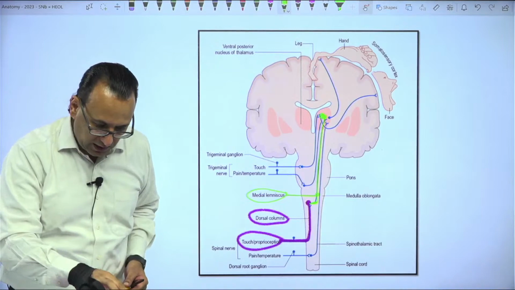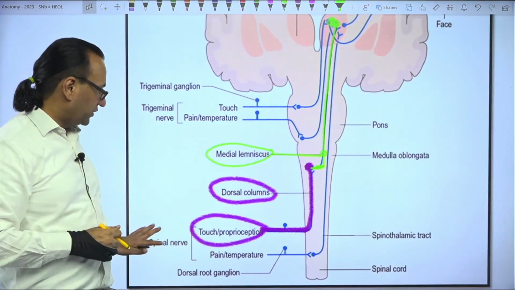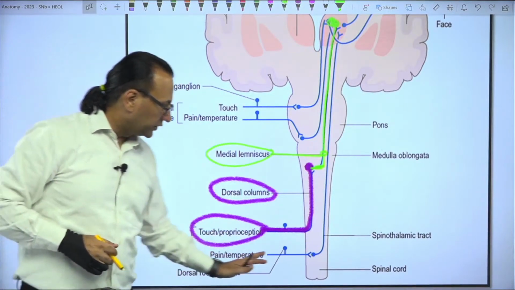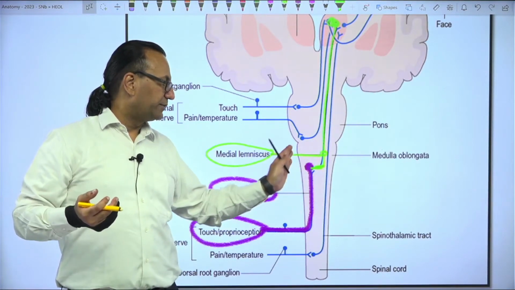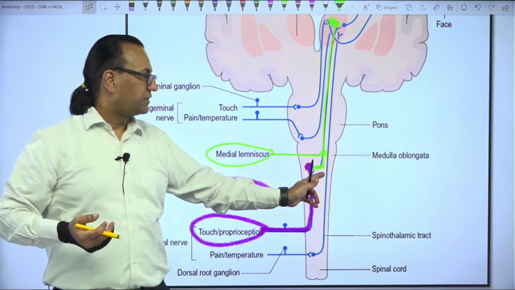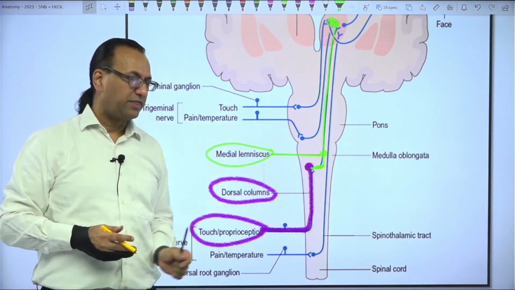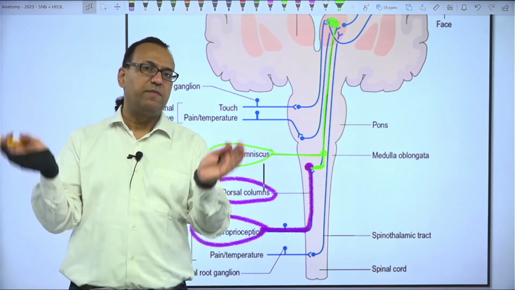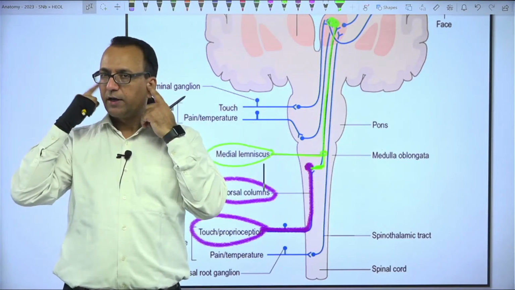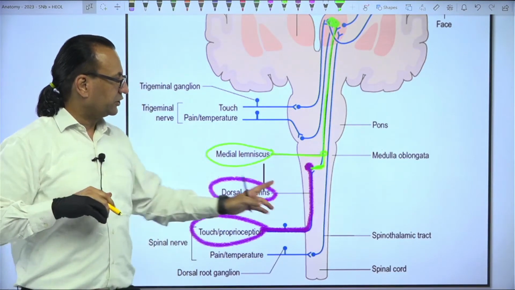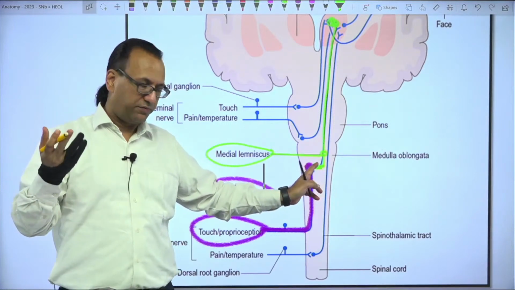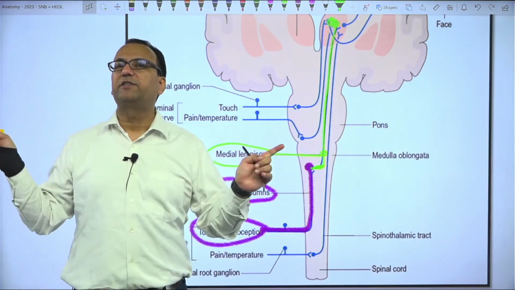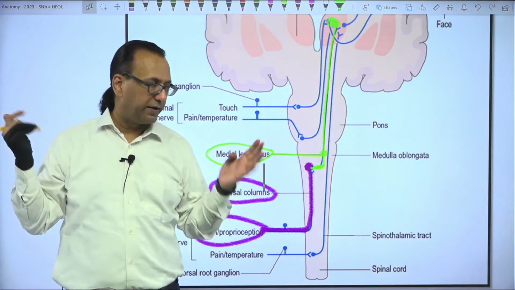Let me zoom this a bit. The first order neuron is fasciculus cuneatus in the dorsal column, carrying conscious proprioception till the medulla. In the medulla there will be a synapse, and the second order neuron will cross the midline and start running as medial lemniscus. Lemniscus is nothing but a bundle of axons in the brainstem. If it is medial or lateral: lateral lemniscus is the auditory pathway, while medial lemniscus carries the sensations of the dorsal column, like conscious proprioception.